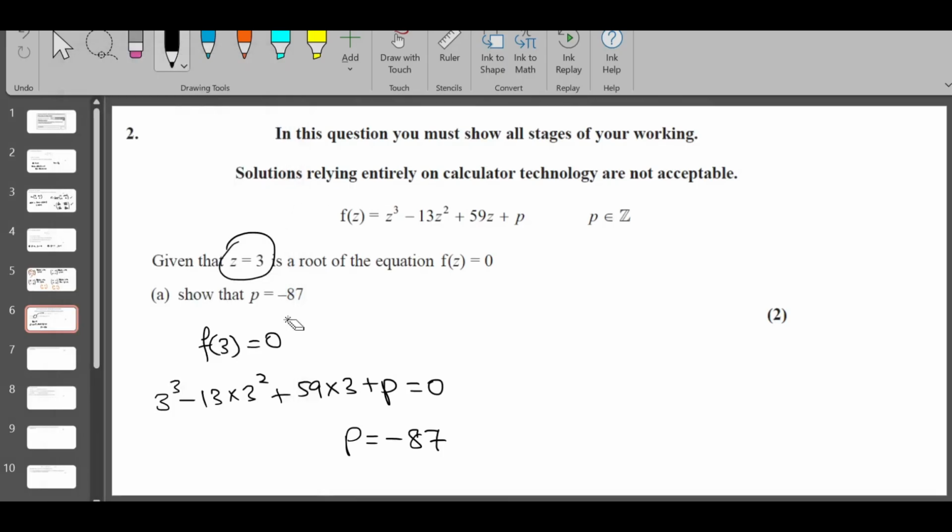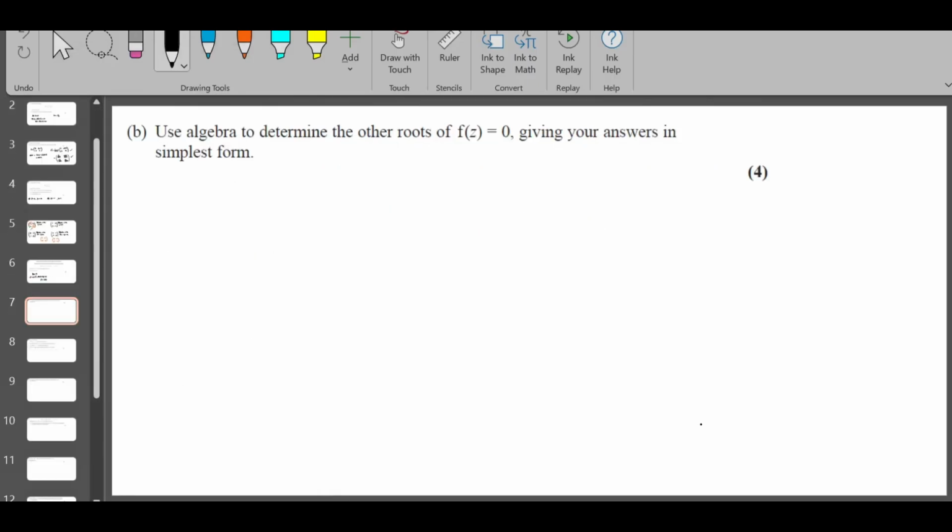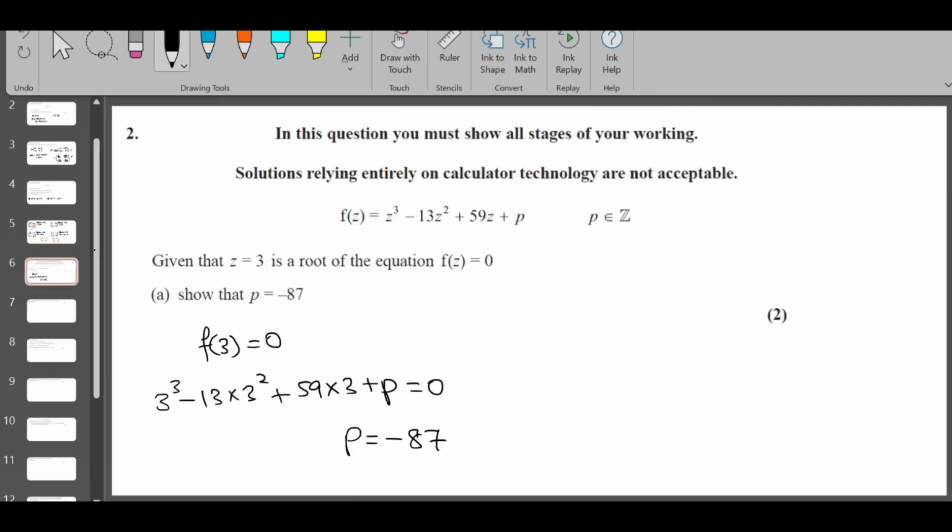That's all. Just a 2-mark question. Part B. Use algebra to determine the other roots of f of z equals 0. Give your answer in simplest form. Okay. You already know z is equal to 3 is a root.